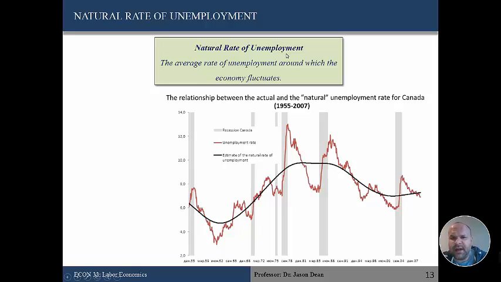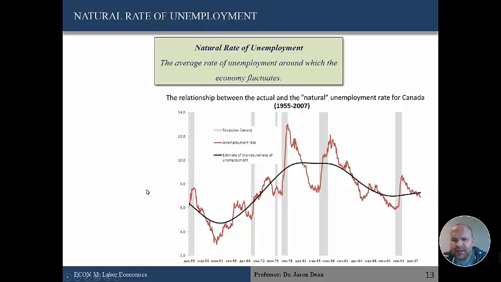Now let's talk about this idea of a natural rate of unemployment. The natural rate of unemployment is basically the average rate of unemployment around which the economy fluctuates. Okay, so here you have the unemployment rate, right? It's up and down. The natural rate of unemployment is estimated to be here. So you can think of it as the long run, or as removing any short run changes in the business cycle.